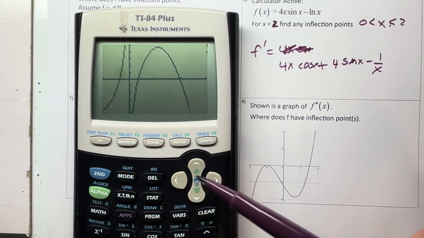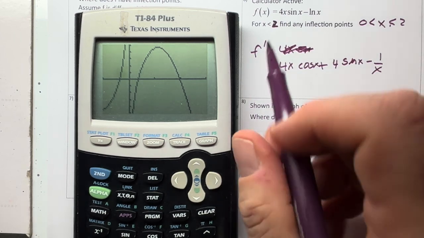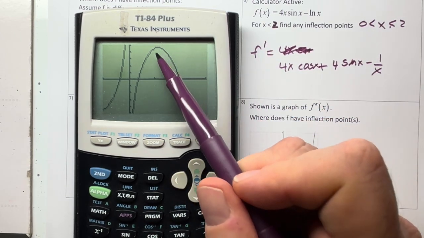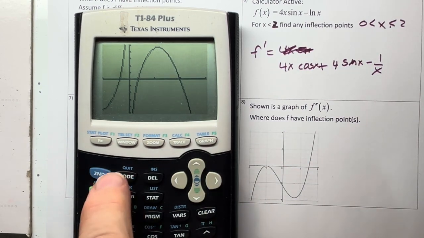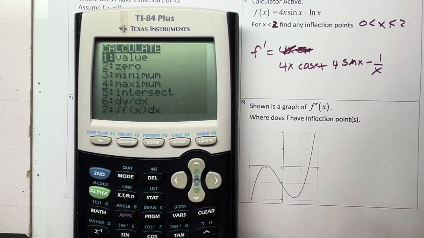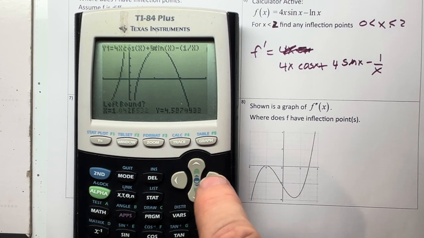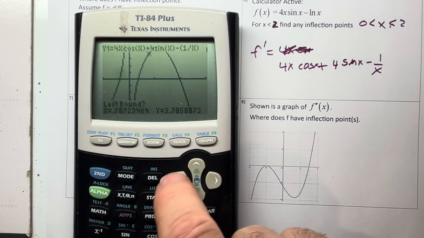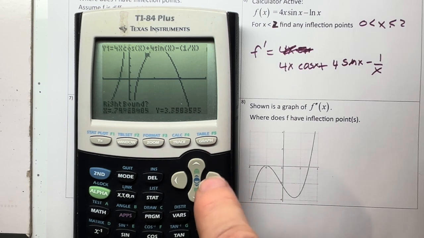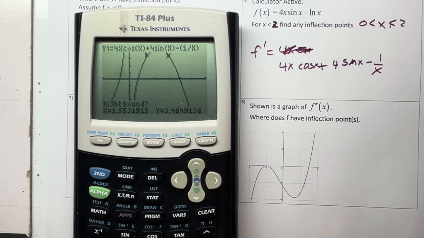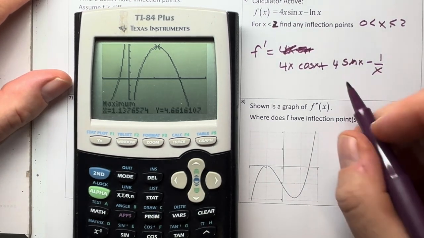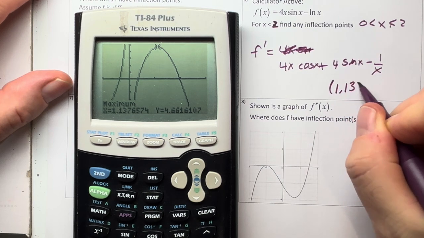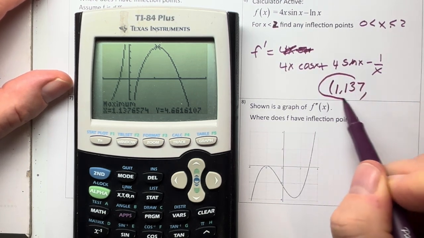So where would there be an inflection point? Well, if this is f prime, I want to know when the slope of f prime changes signs, and that's going to be there. Second calc, max. I'm left of the max, then I want to get to the right of the max. Definitely right of the max, enter, enter. And we found 1.137, okay?